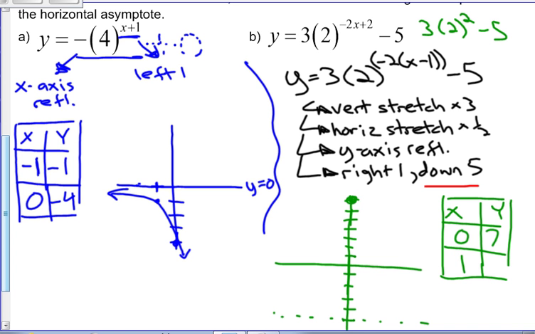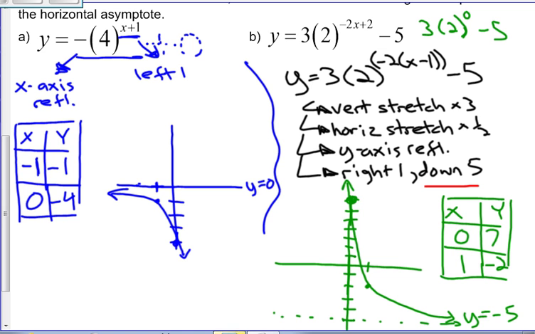Maybe I'll choose 1 for my other point. Okay? And if I'm going to do that, then I would have 3 times 2 to the power of negative 2 plus 2. That's 0. Okay, so 2 to the 0 is 1, times 3 is 3, minus 5 gives me negative 2. So the point (1, -2) should be on here. Okay. And now all we need to do is sketch. Connect our points smoothly. The asymptote is now that dotted line. And the equation of that dotted line is y equals negative 5. That's the equation of the asymptote.